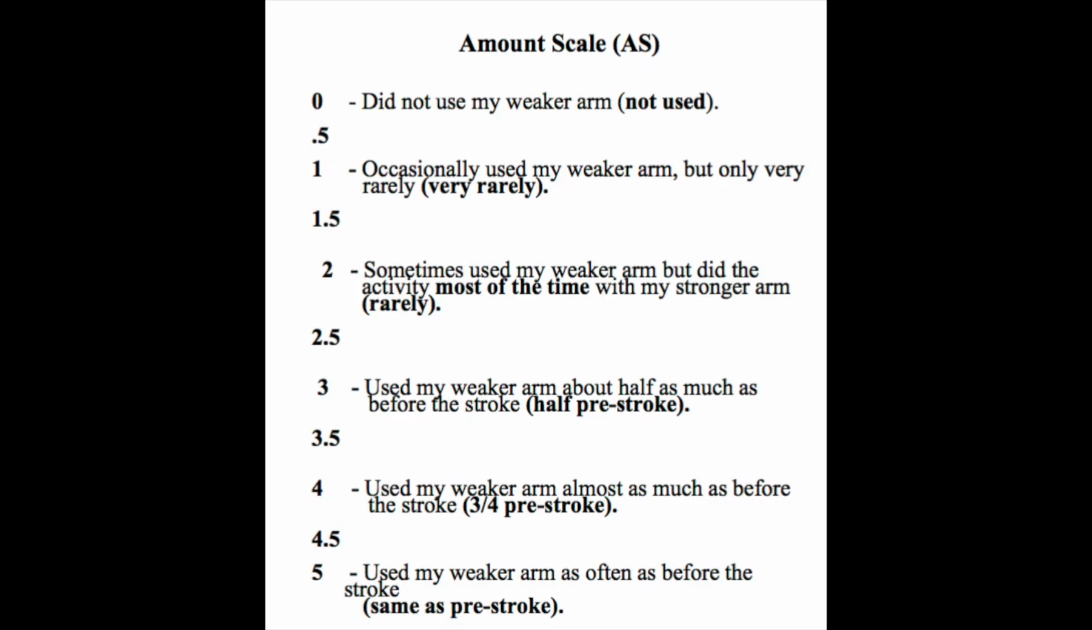So, if the client answered no for the item, you would want to document this in the if no why section, and then you would not move on to the amount scale because the client does not use the affected arm. However, if the client answered yes, I do that activity with my affected arm, you would then move on to the amount scale. You would then ask the client what amount they think they used their affected arm during that specific activity. You should verify the client's response and then record their answer.